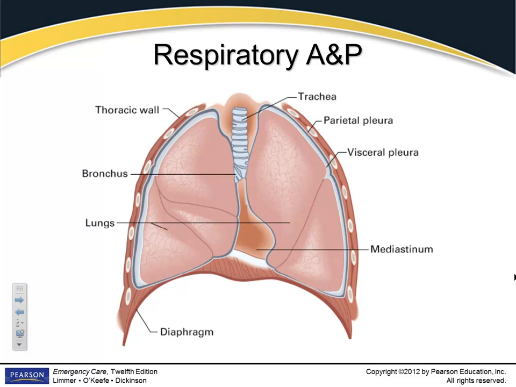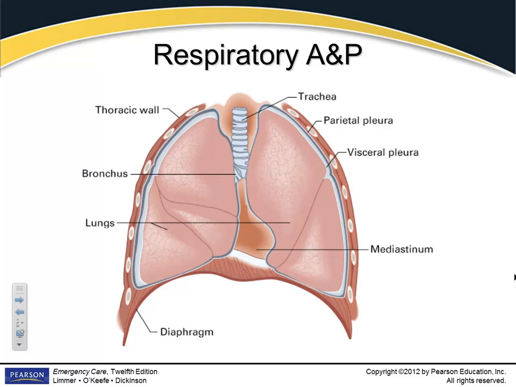You can see the trachea comes down, and at the point where it splits, we call that a what? Bifurcation. A bifurcation. What do we call the point that it splits? Starts with a C. Carina. The carina, that's right. So make sure you know those words.